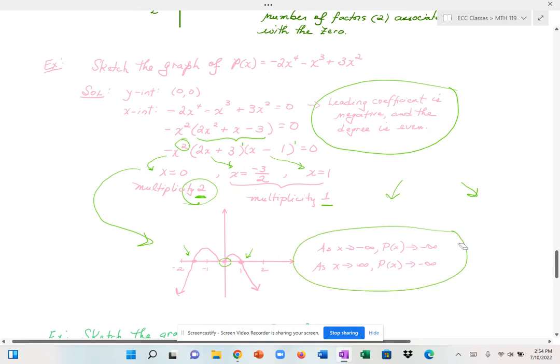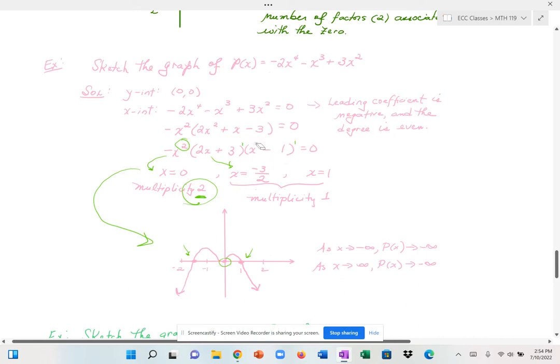So knowing the multiplicities is really helpful so that you know whether you go through the point or just touch the point and then continue in the other direction.